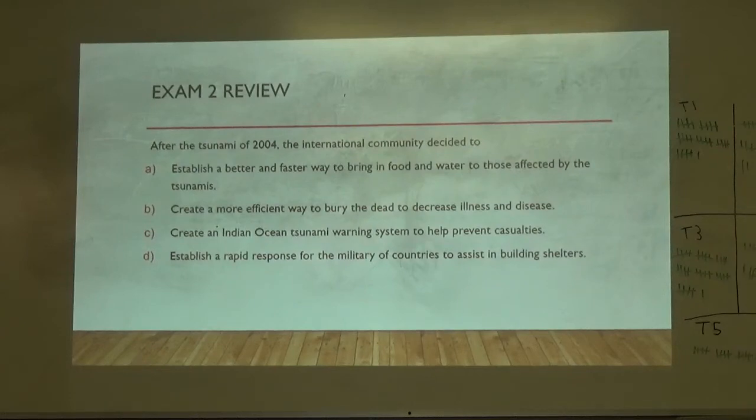After the tsunami of 2004, the international community decided to A, establish a better, faster way of bringing food and water to those affected by the tsunamis. B, create a more efficient way to bury the dead to decrease illness and disease. C, create an Indian Ocean tsunami warning system to help prevent casualties. Or D, to establish a rapid response to the military of countries to assist in building shelters.